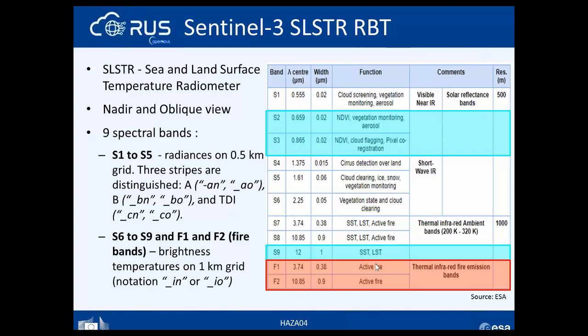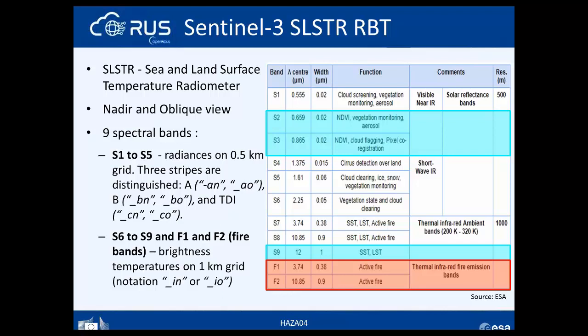The Sentinel-3 SLSTR products are distributed as level 1B or level 2 products based on the type and level of preprocessing applied to the raw data. So not all of the products are available to the public. In this training, we will be using the level 1B RBT product, which consists of the full resolution geolocated radiometric measurements for each view, meaning nadir and oblique, and for each channel.